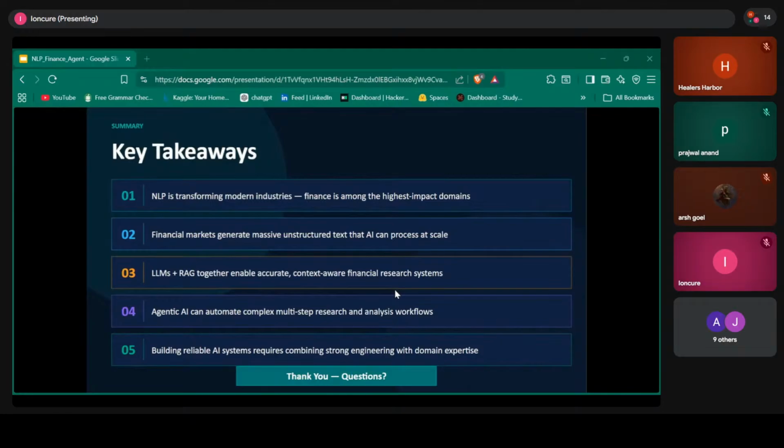Agentic architectures take this further by enabling multi-step tool-using workflows that can genuinely automate complex research tasks. And building systems like this responsibly requires thinking carefully about engineering quality, domain expertise, and the limitations of the technology. Not just what we can do, but also where it can fail.